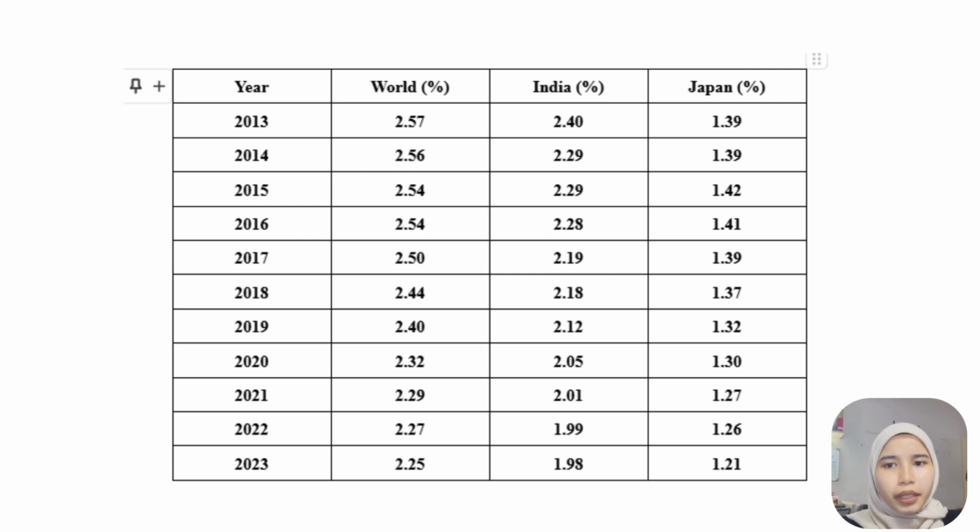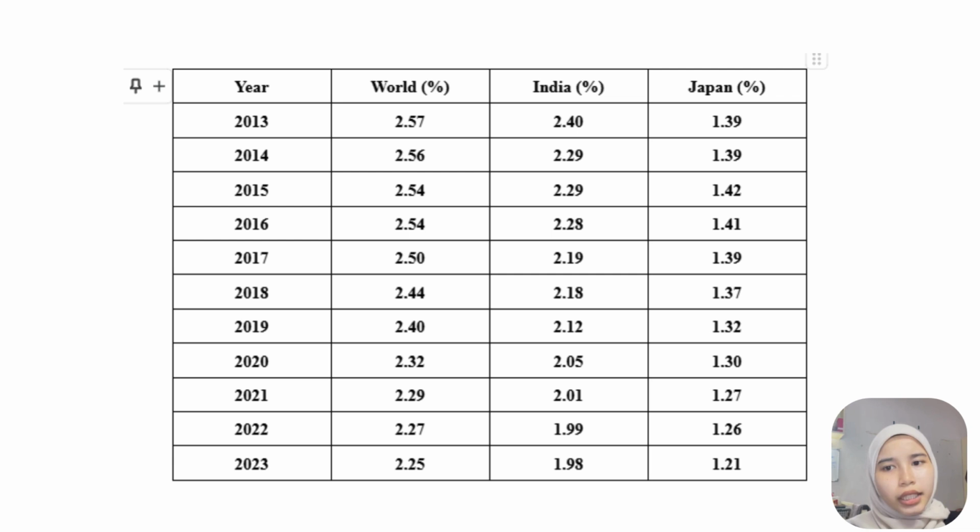In contrast, Japan presents a different demographic scenario. Japan's fertility rate has been consistently lower than the global average, starting at 1.4 births per woman in 2013 and declining slightly to around 1.3 births per woman. This low fertility rate contributes to Japan's aging population and potential labor shortage.